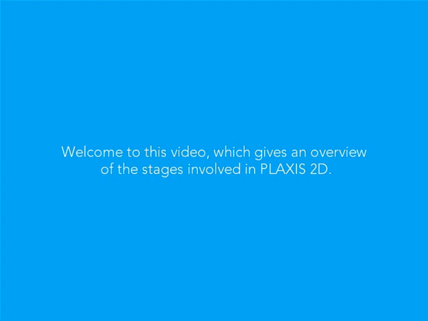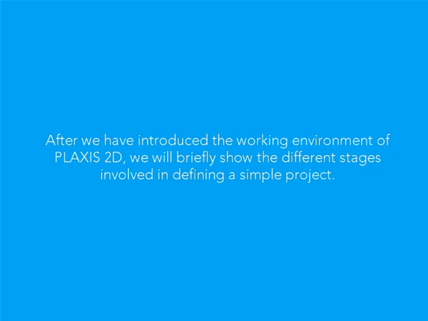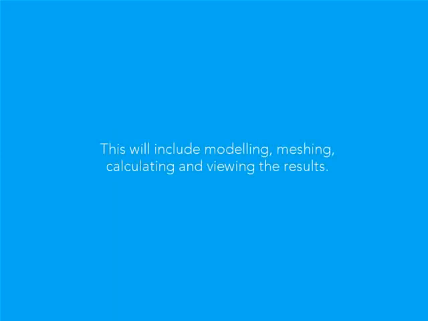Welcome to this video, which gives an overview of the stages involved in Plaxis 2D. After we have introduced the working environment of Plaxis 2D, we will briefly show the different stages involved in defining a simple project. This will include modeling, meshing, calculating, and viewing the results.